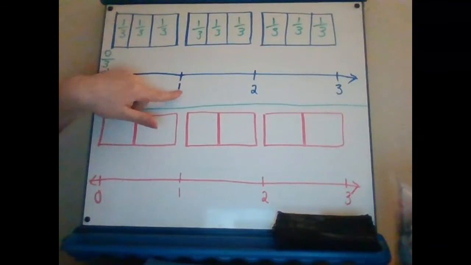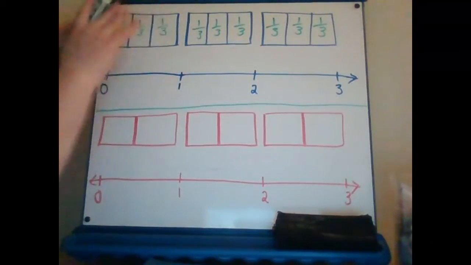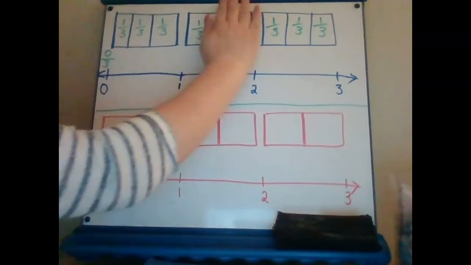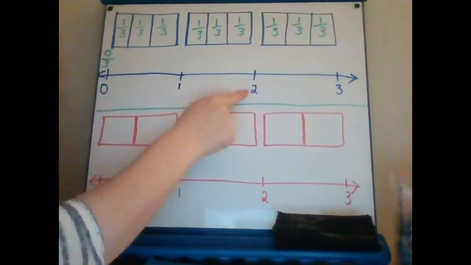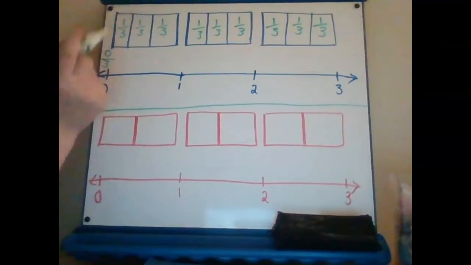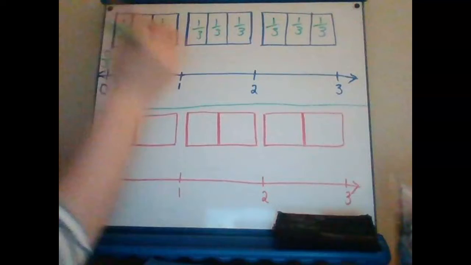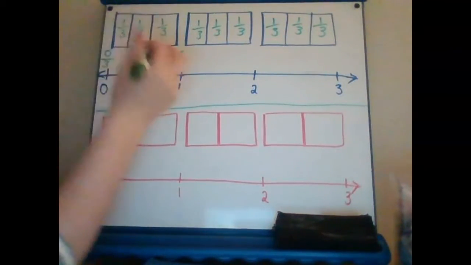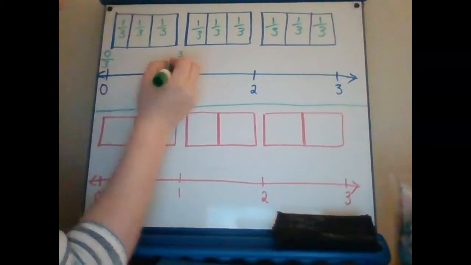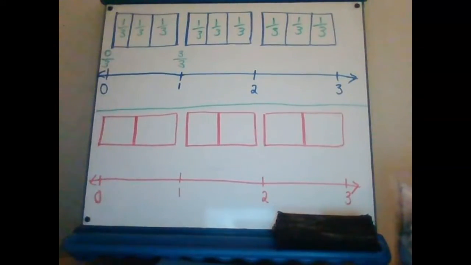1 on the number line. How can I label that? If I just have one whole, that means I'm not looking at this one and I'm not looking at this one. They are removed because I'm not along there yet. I'm just at the 1. So I'm counting 1, 2, 3 parts. I have 3 parts in the whole, and I have 3 equal parts in the whole.